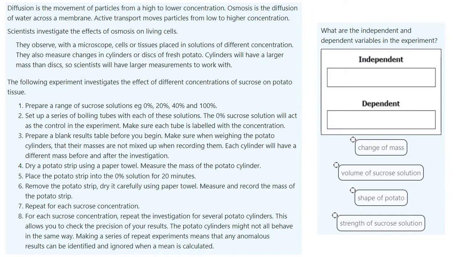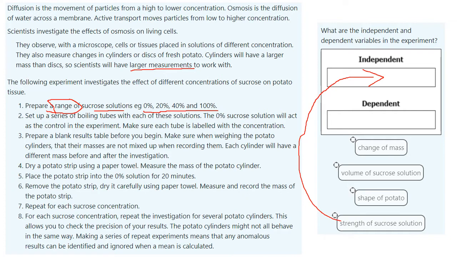So what will be the dependent and the independent variables? Well, there is a range. A range means a variety of sucrose solutions. So the strength of the sucrose solution, 0, 20, 40, or 100%, this is what is being chosen. So this must be the independent variable. What will be measured? Well, talk about larger measurements here.